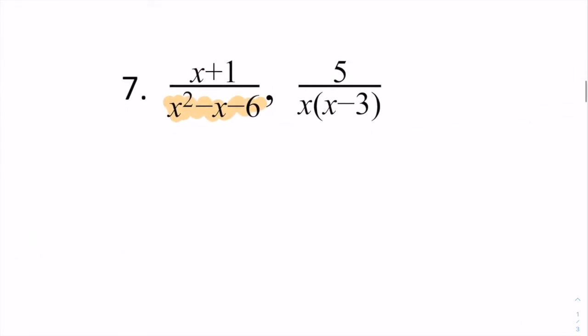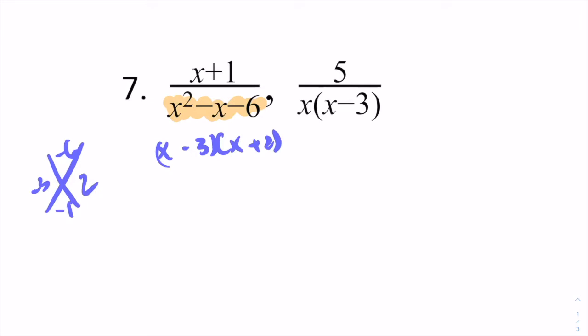Number 7, remember, factor this out. This one's going to be a little tricky. If you factor this out, you get negative 6, negative 1. Whoops. Negative 3, 2. So you have x minus 3, x plus 2. Well, you're like, what's the LCD? The left one has an x plus 2. Right one doesn't have an x plus 2, so let's add that one in. But the right one has an x, just an x by itself. The left one doesn't, so let's add that one in. So that's my LCD. LCD is x times x minus 3 times x plus 2.